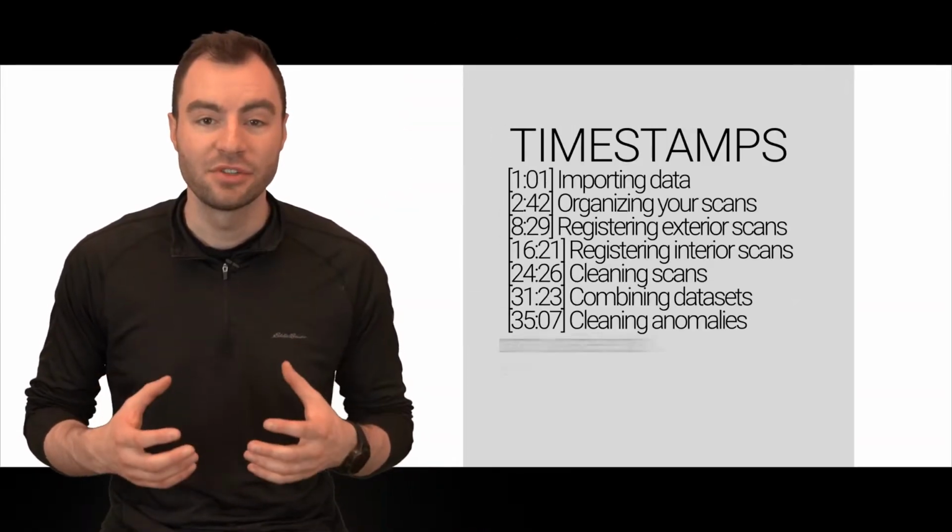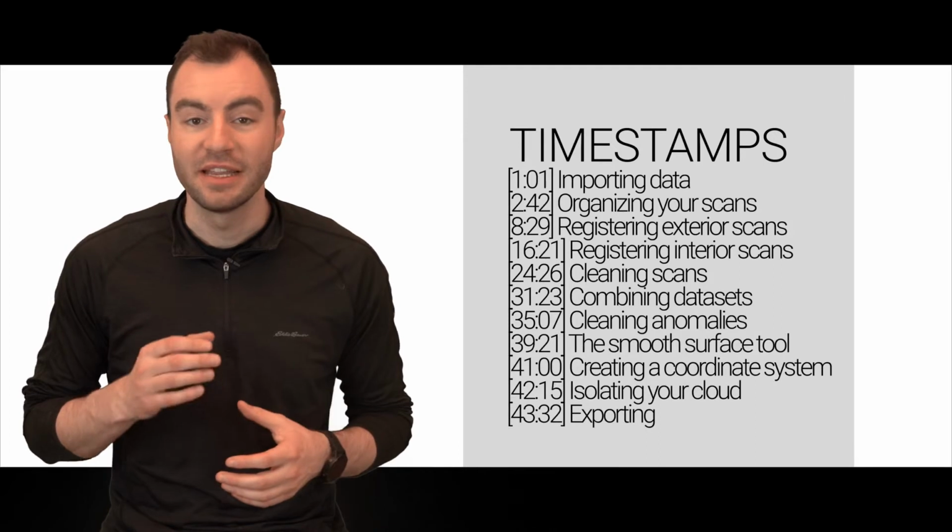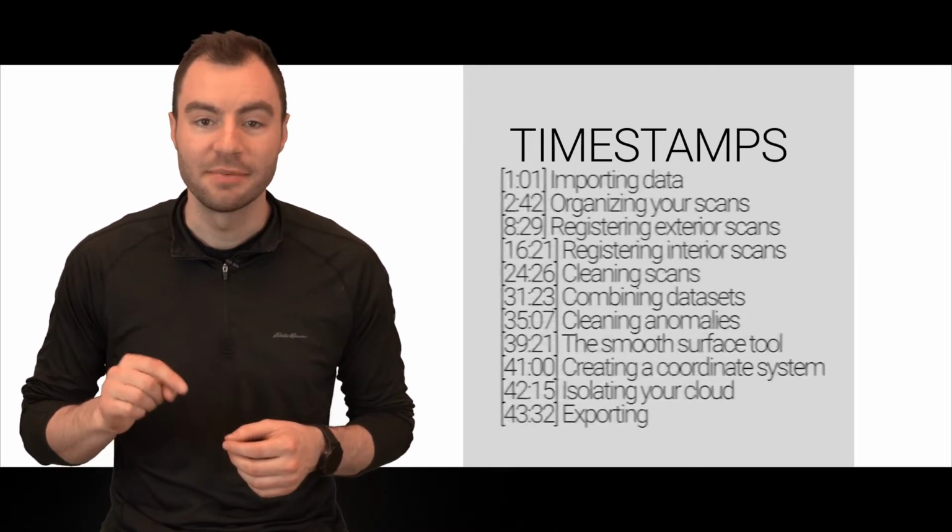I've gotten a lot of requests to do a little more content on Register 360. So today I wanted to do this follow-along tutorial where I give you the same data that I'm working with so that you can follow right along on your computer with exactly what I'm doing. This is going to be somewhat of an in-depth tutorial, so if you want to skip to any specific part, I'll put the timestamps in the description.